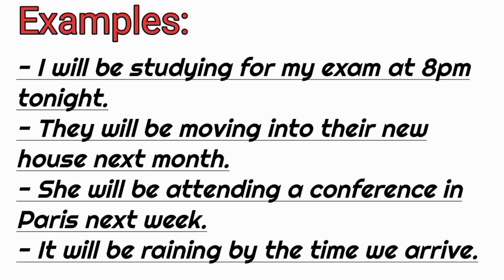Examples: I will be studying for my exam at 8 p.m. tonight. Here you can see "be" comes here as an auxiliary verb. Studying, we use the ing form of the verb. For my exam at 8 p.m.